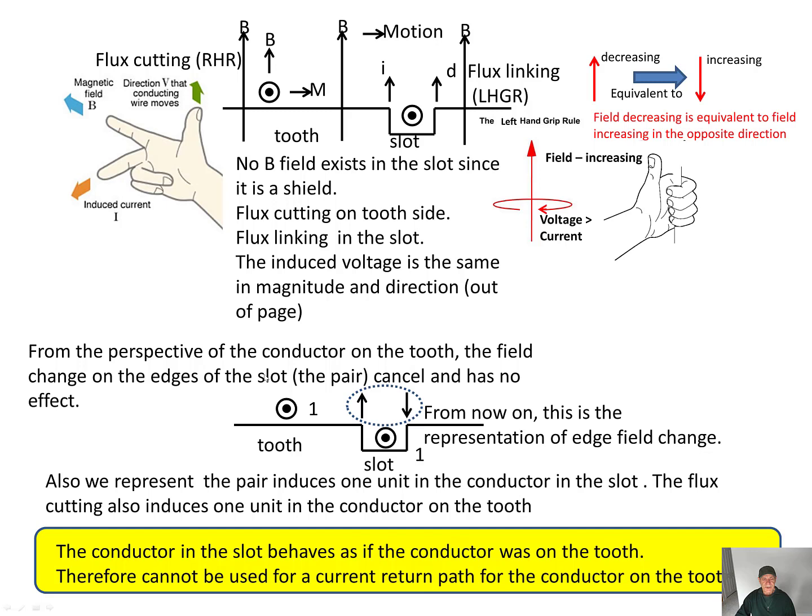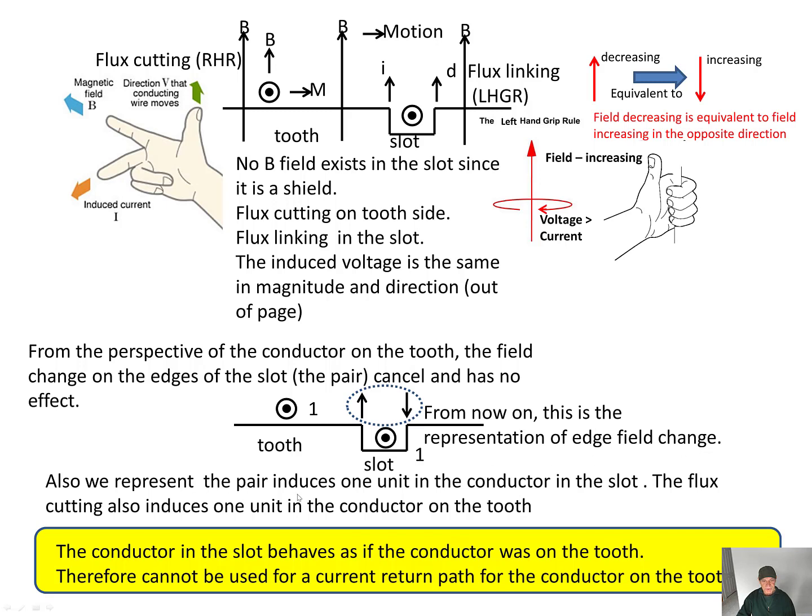From the perspective of the inductor on the tooth, the field change on the edges of the slot, the pair, cancels and has no effect. So looking from here, it's rising, it's decreasing, they cancel each other, it has no effect on the conductor on the tooth. From now on, this is the representation of edge field change.